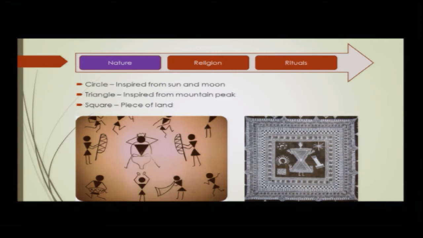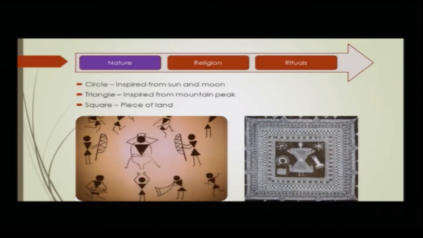If we see the nature they get inspiration from, in their art forms we can see they are using structures and shapes like the circle, triangle, and square. The circle is taken from the sun and moon, and the triangle is inspired by the mountain peak. The square has no actual meaning in their artwork, but it can be taken as a piece of land which they used for cultivation.